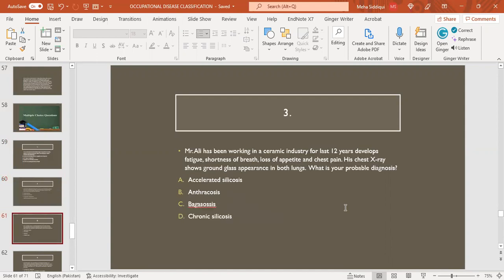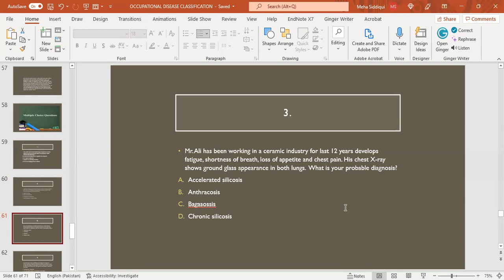MCQ number 3. Mr. Ali has been working in a ceramic industry for the last 12 years, and develops fatigue, shortness of breath, loss of appetite, and chest pain. His chest X-ray shows ground glass appearance in both lungs. What is your probable diagnosis? A. Accelerated silicosis, B. anthracosis, C. bagasosis, D. chronic silicosis.